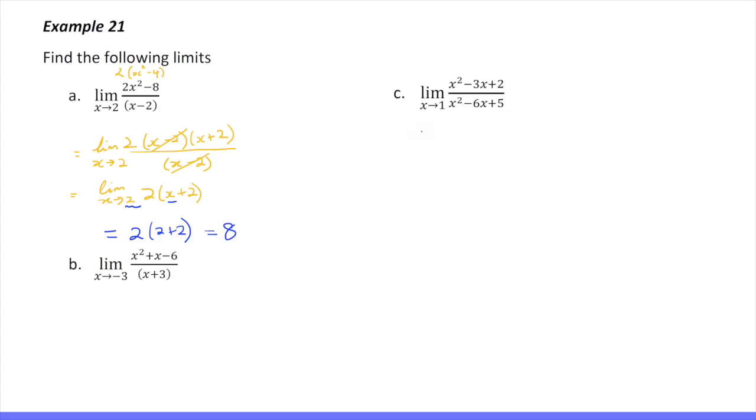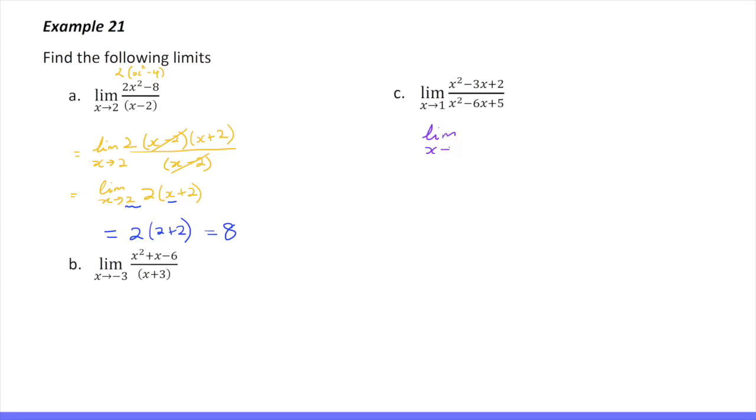For part C, it looks a little bit more complicated. If I were to sub in 1, I would get 1 minus 6 plus 5. 1 minus 6 is negative 5, and negative 5 plus 5 will be equal to 0. So that doesn't work. X cannot equal 0 here. So what we must do is factorise again in the hope that we can simplify.